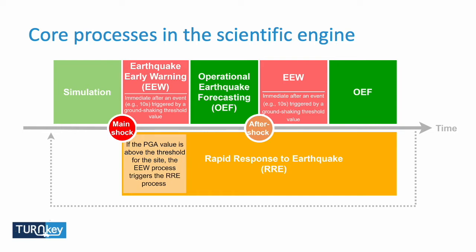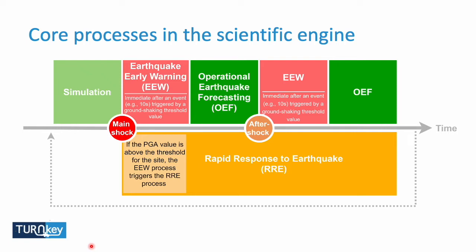Here is the chronological process of the TURNkey platform. So before any event happens, we have this component that we have added, which we call simulation. The simulation can be used for different purposes. One is when you install the platform, you do a kind of simulation to make sure that all the components that you have added or the configuration makes sense.